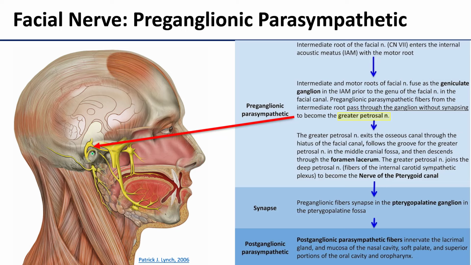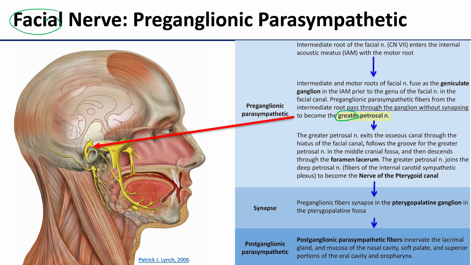There are greater and lesser petrosal nerves. The lesser petrosal nerves are of the glossopharyngeal nerve, cranial nerve 9, whereas the greater petrosal nerve are of the facial nerve, cranial nerve 7. And I always remember that because greater has that long A sound that rhymes with facial. Now, what happens next is really quite impressive.